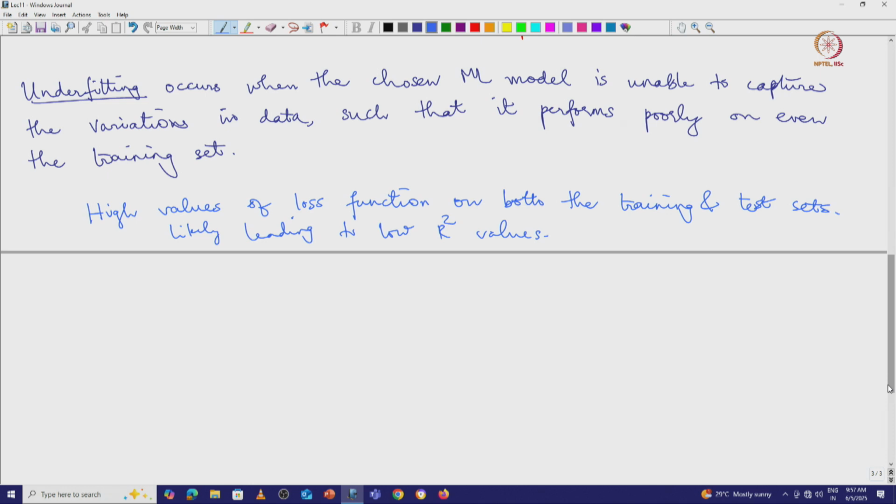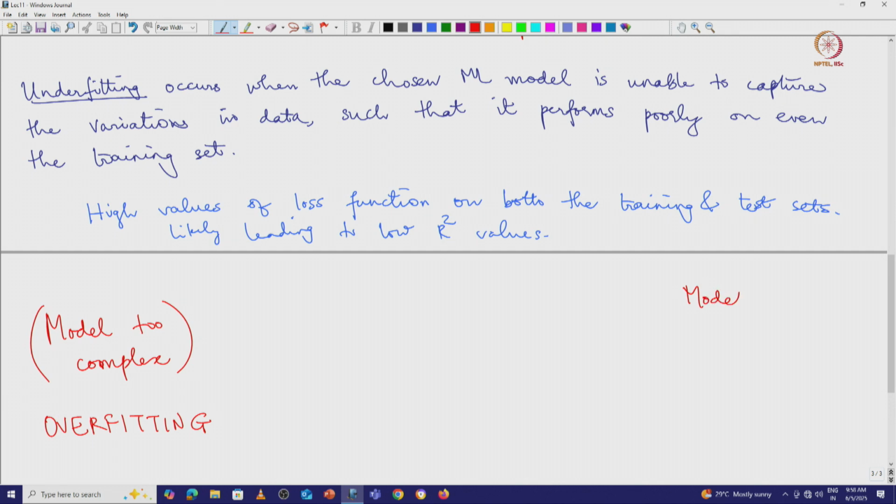So what are the possibilities that can occur when you are trying to train a model? The model could be too complex, and in this case it would not generalize well to the test set. This is the case of overfitting. Your model could be too simple, and in this case it won't be able to capture the variations even in the training set. This would be the case of underfitting.